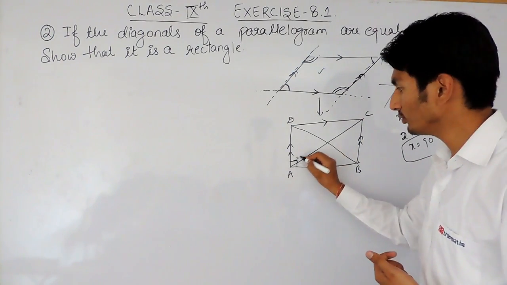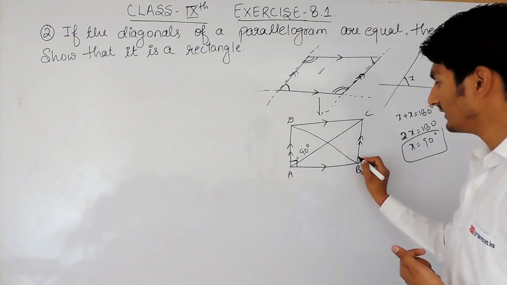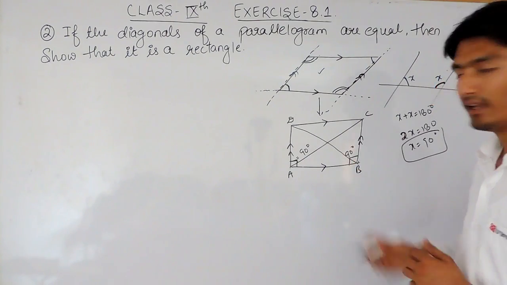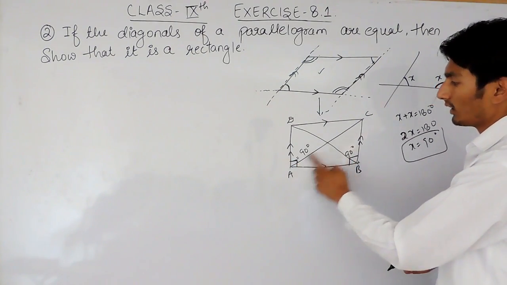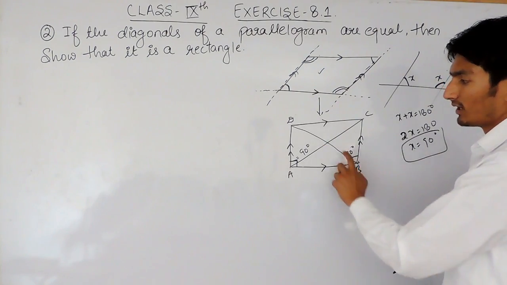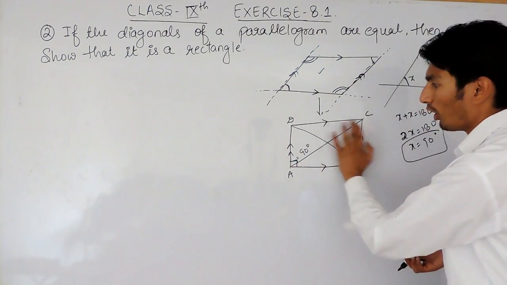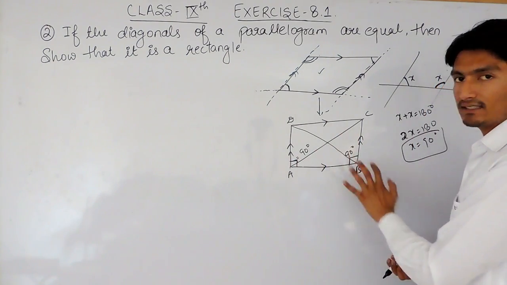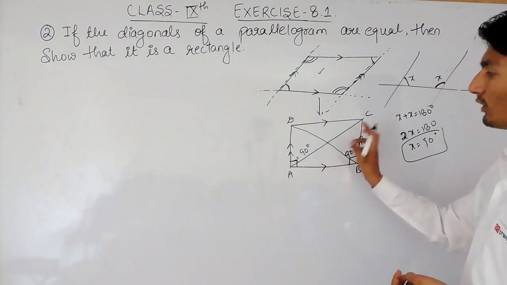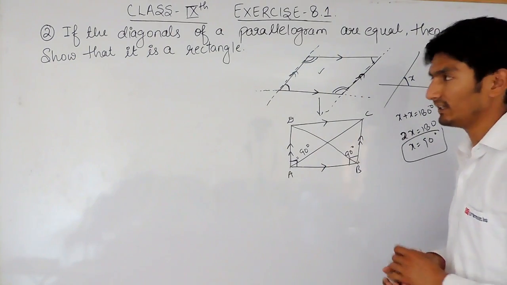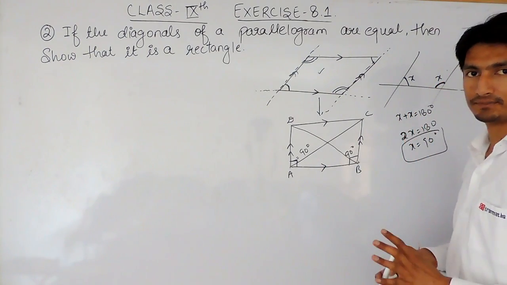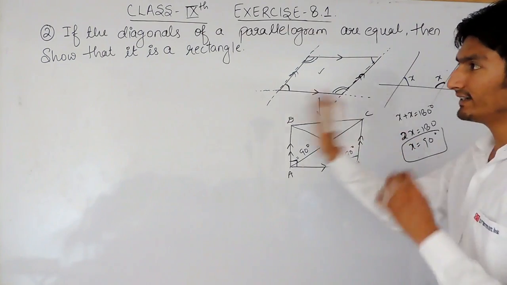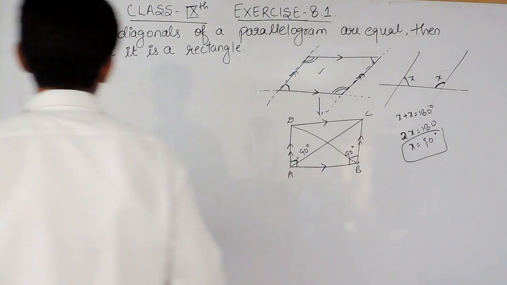So by this we can prove that this angle is 90, this is also 90, and in a parallelogram, opposite angles are equal. So we have proved that all four angles in this quadrilateral are 90 degrees, and a parallelogram having all angles equal to 90 degrees becomes a rectangle. Now you have to write down the same thing.